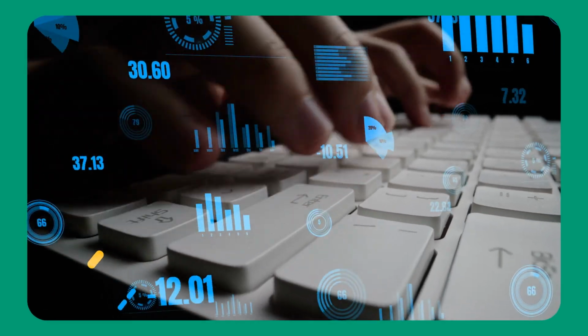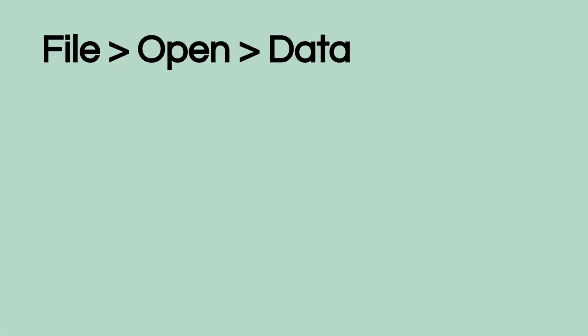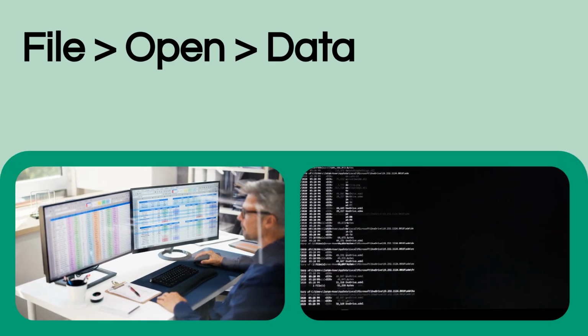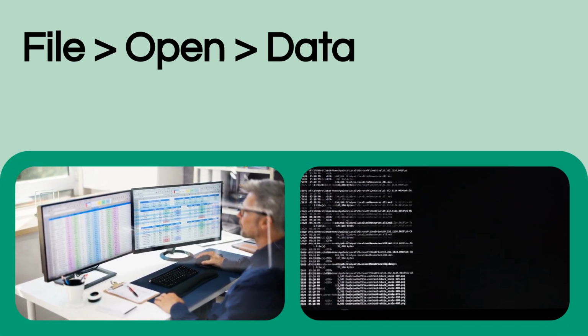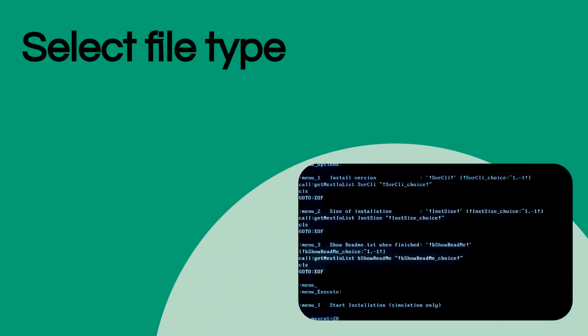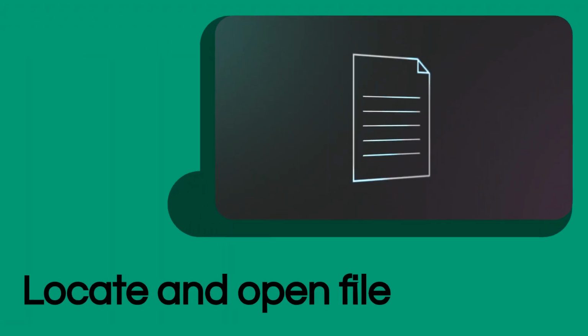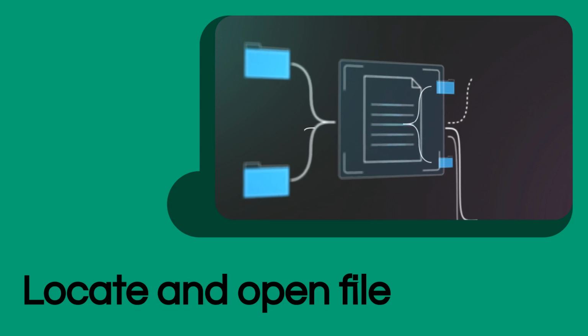I'll now walk you through a quick demonstration of the import process, step by step. First, go to File, select Open, and then Data from the menu bar in SPSS. Crucially, you need to set the correct file type, either Excel or CSV, depending on your source file. Navigate to the location of your data file, select it, and click Open to begin the import wizard.